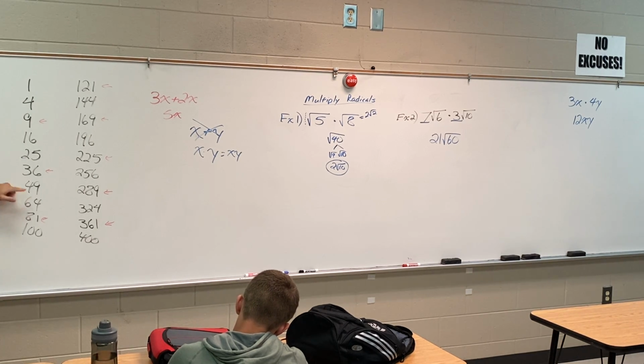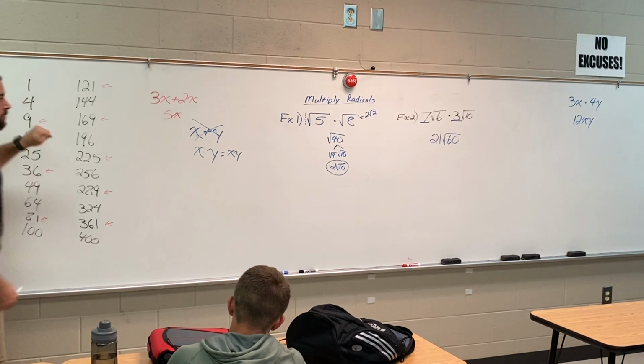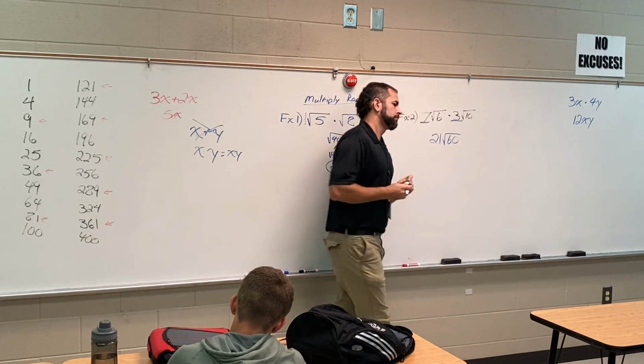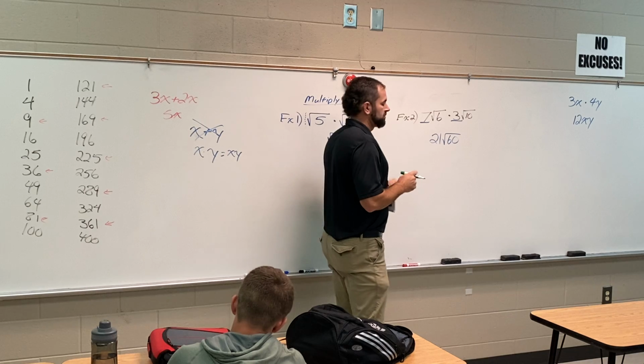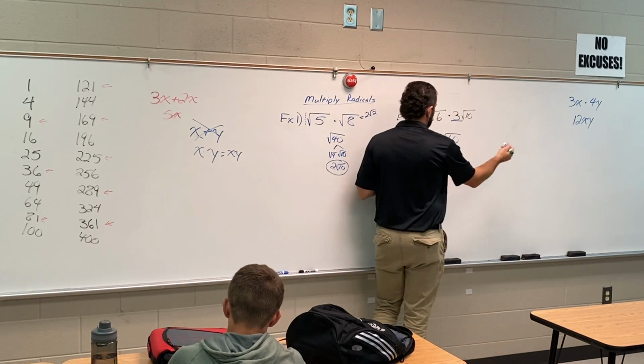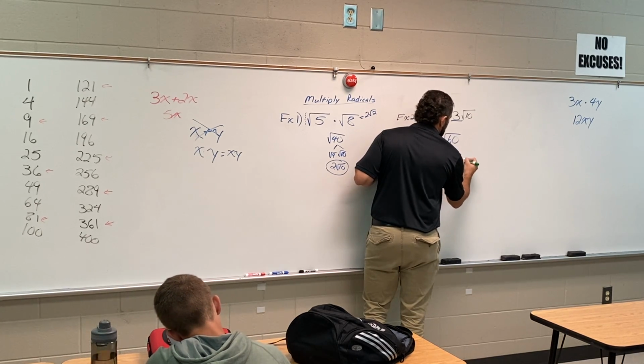So I'll start here, does 49 go into 60? No. 36? No. Yes, 4 times 15. Does 9 go in? 9 times 7 is 63, and 9 times 6 is 54, so no. Alright, so this becomes 4 and 15.